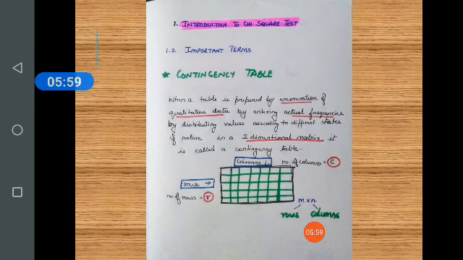A contingency table has rows and columns, where the number of rows is denoted by R and the number of columns is denoted by C. The order of the table is called m by n, where m is the number of rows, which is equal to R, and n is equal to C, which is the number of columns.